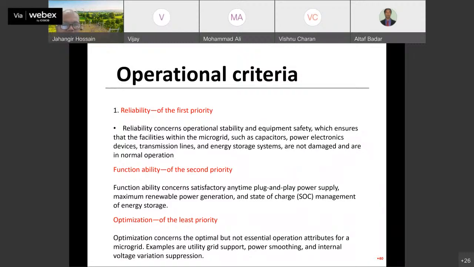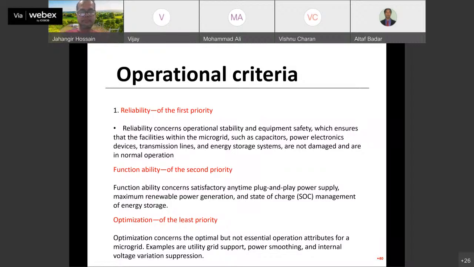Reliability is related to your stability and equipment safety, which ensures that all the facilities you have in the microgrid, such as power electronic inverters, converters, transmission lines, and energy storage systems, are not damaged even when there is a disturbance. You need to make sure that your system is safe for all the equipment as well as the operator, and that it ensures stable operation during normal as well as some abnormal conditions. That's the priority you need to fulfill first, and it has to be achieved through your reliable control.